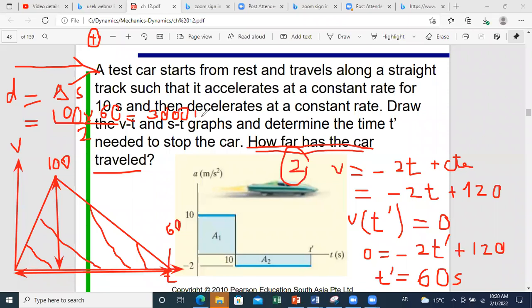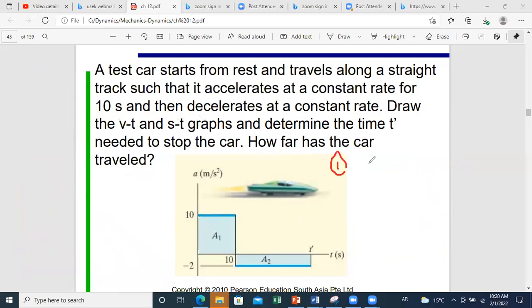Now, if I want to use the analytical way, okay, I should first determine what is the distance traveled in phase 1, and I should add to it the distance traveled in phase 2. Okay, and this will take more time than doing the graphical method. Let us do it. So we know already the expression of velocity in phase one. So we can say that in phase one, the velocity is equal to 10t.